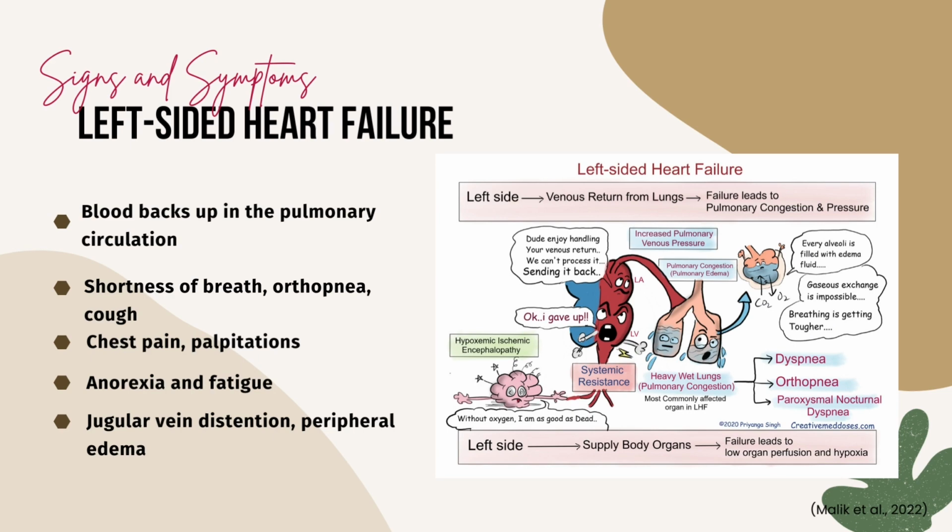Pulmonary symptoms occur due to the heart's inability to put the blood back into systemic circulation, causing congestion in the pulmonary circulation. The most common signs and symptoms are complaints of shortness of breath, orthopnea, and cough. The patient may also report chest pain and palpitations. Fatigue and anorexia are common. Jugular vein distension is a classical finding in patients with heart failure. For severe cases, peripheral edema may be noted.